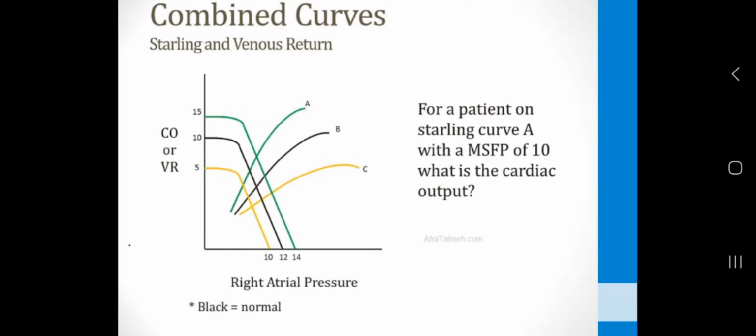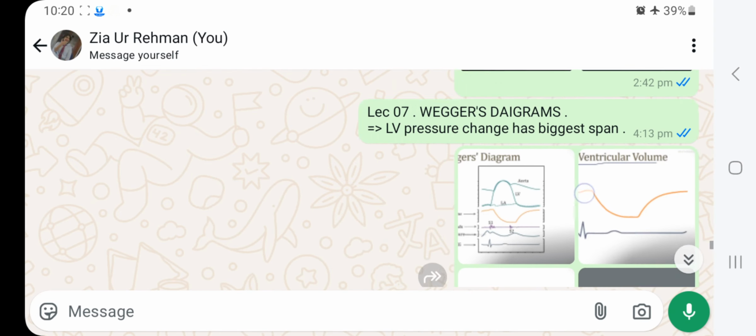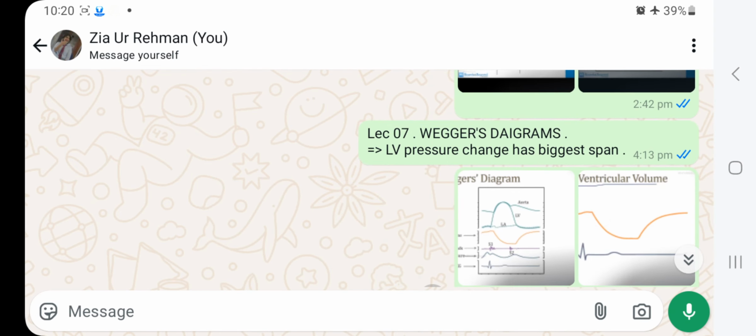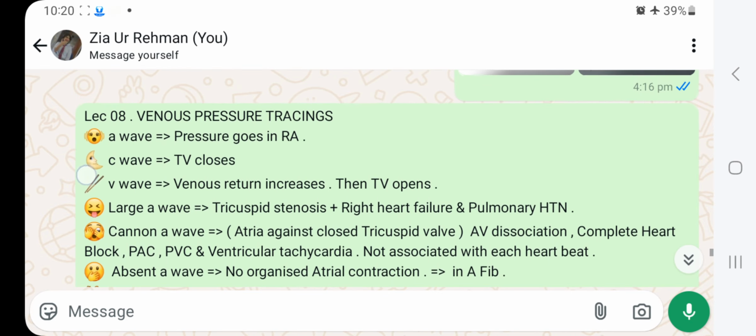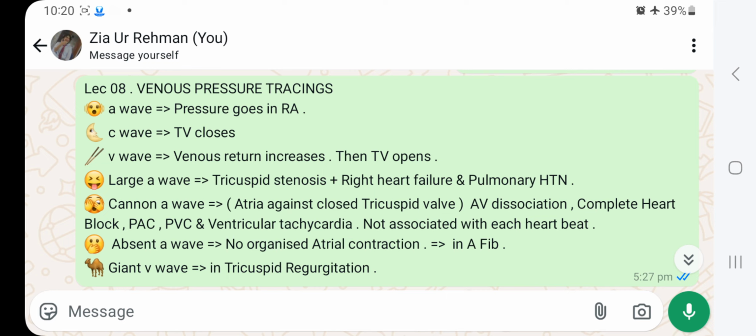Okay, good. Now left ventricular pressure changes, if we compare it with the left atrial pressure and aortic pressure. A wave: pressure goes high in right atrium. C wave, that is tricuspid valve closes. V wave, venous return increases, then tricuspid valve opens.